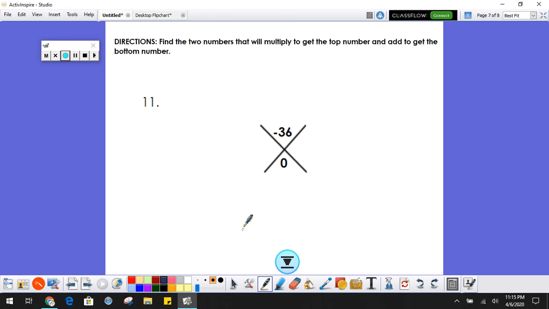Number 11 feels a little bit weird with that 0 at the bottom. But the first thing I think of to get 36 is 6 times 6, so I'm going to go with it. And I remember that to get a negative number at the beginning, one of these has to be negative. I'm going to make the first one negative. And if I add negative 6 and positive 6, I do get 0. So my two numbers are negative 6 and 6. And that's the answer to number 11.